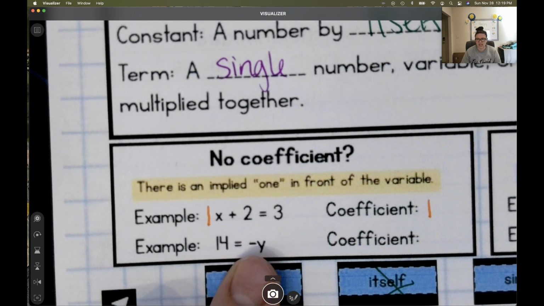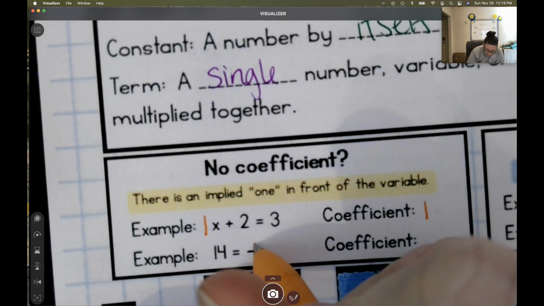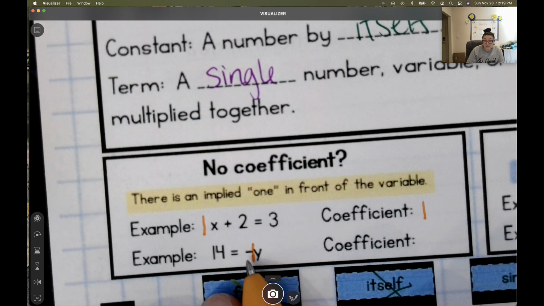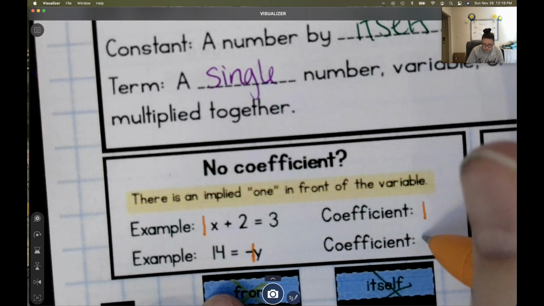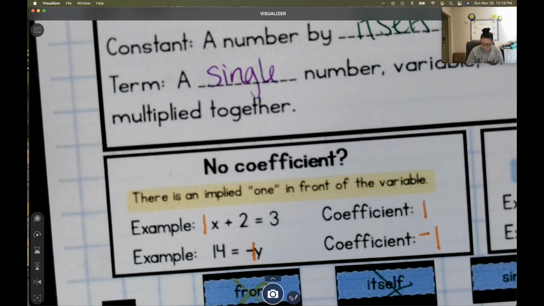Sometimes we'll just see a negative in front of our coefficient or a negative in front of our variable. Like here, 14 is equal to negative y. And the coefficient there, again, it's an invisible 1 out front, but it's really an invisible negative 1. So our coefficient there would be negative 1. Something that's just a little bit different there.